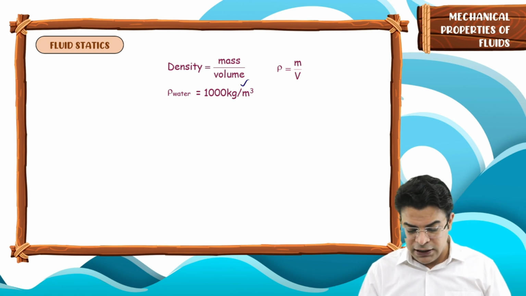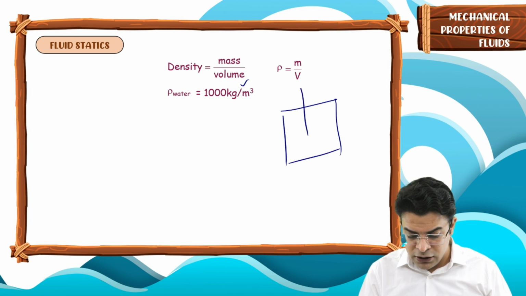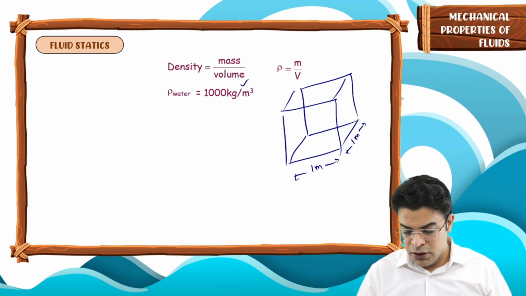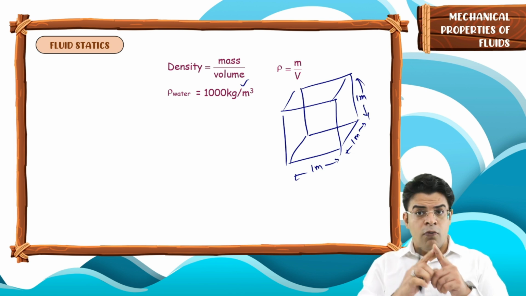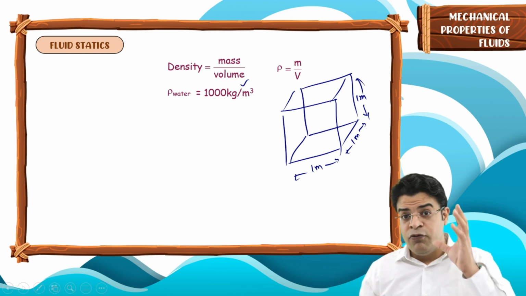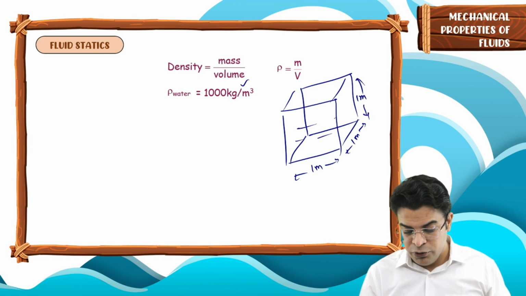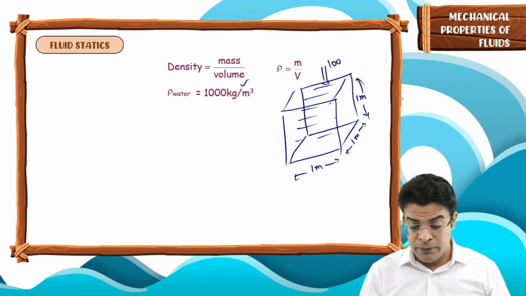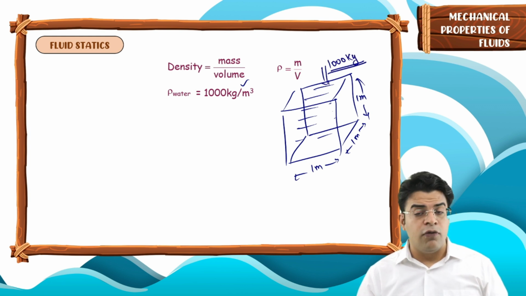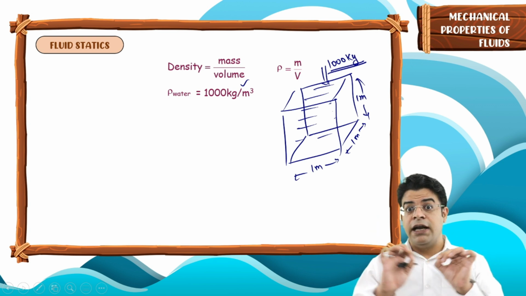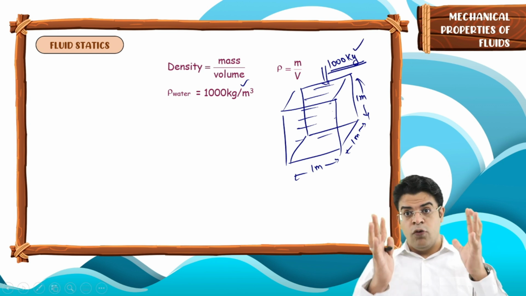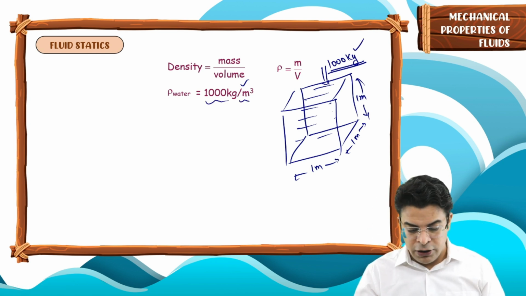To remember this, think that if you have a cubical container of length, width, height, all 1 meter by 1 meter by 1 meter, then the volume of this container will be 1 by 1 by 1, meter cube. And within this container of volume 1 meter cube, you can fill up a fluid. How much fluid? 1000 kg of fluid. So you can fill up 1000 kg of water within this container of side length of 1 meter. Hence the density of pure water is 1000 kg in 1 meter cube. So 1000 kg per meter cube.